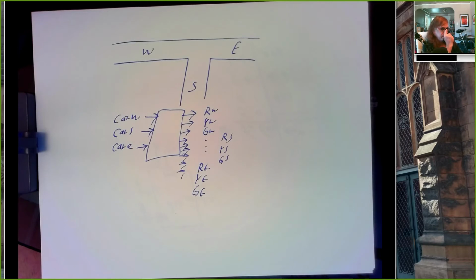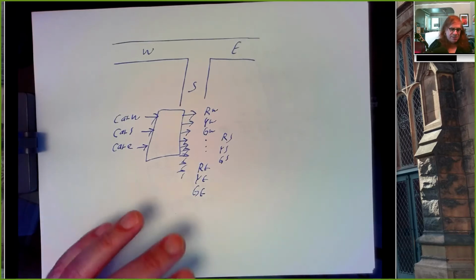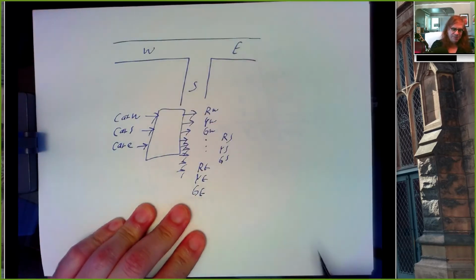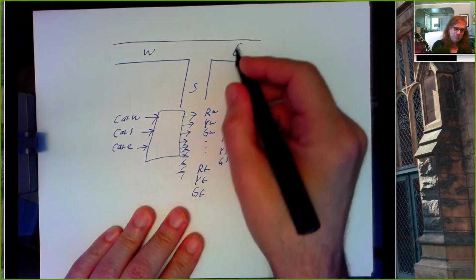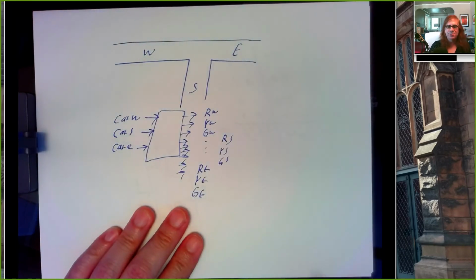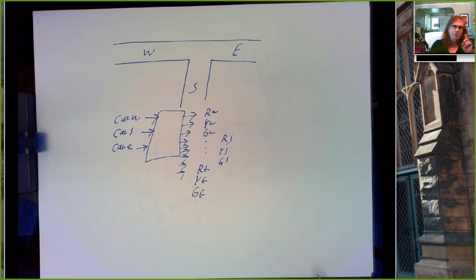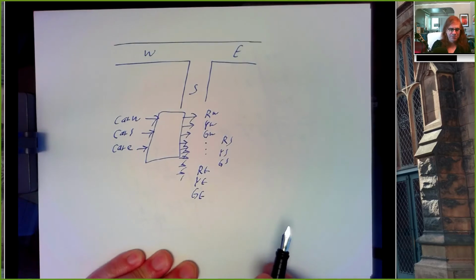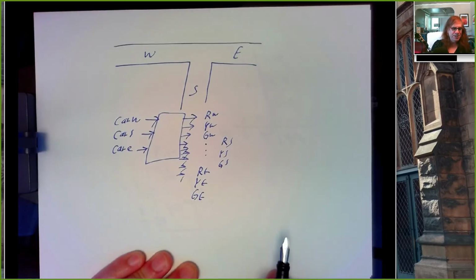Say east goes, south goes, west goes. So the inputs are telling us where a car is. Looking at who goes tells us where we have a green light. And at most we have one green light at a time, right? We're not allowing two lanes to be green. So east could be green, south could be green, west could be green. Are there other states that are possible?